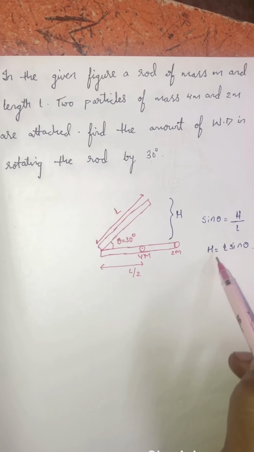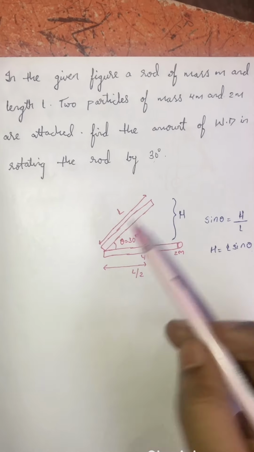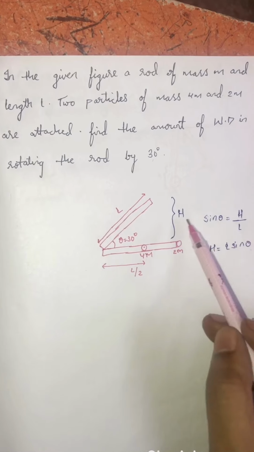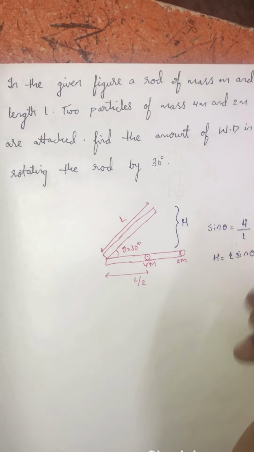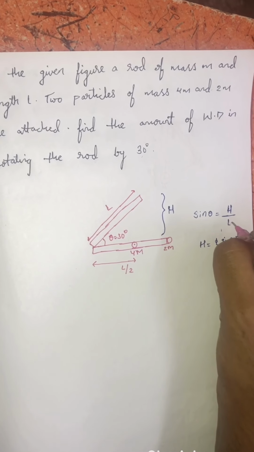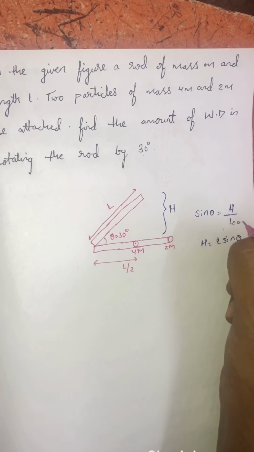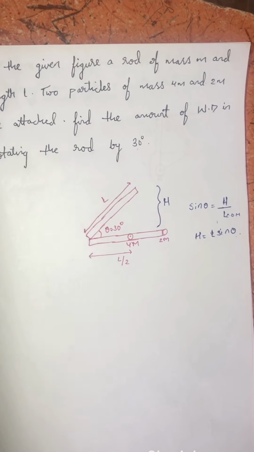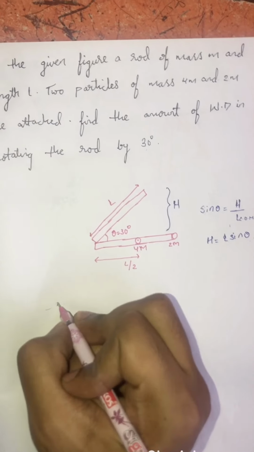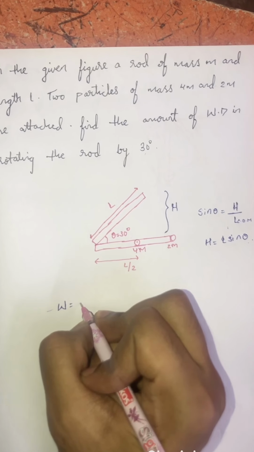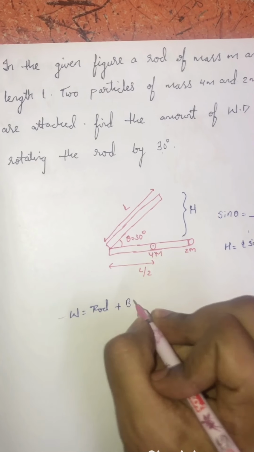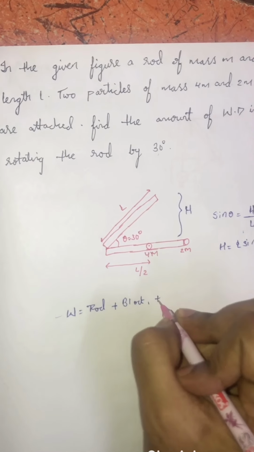Then here h will be equal to L sin theta. Sin theta is equal to opposite by hypotenuse. So sin theta is equal to h by L, where L is the length of the rod. So then the work done will be equal to work done of rod plus block 1 plus block 2.